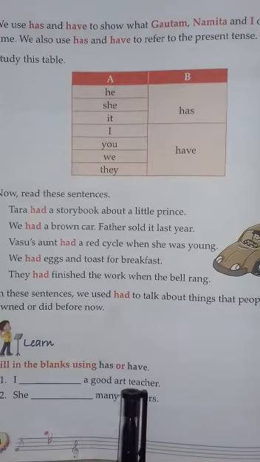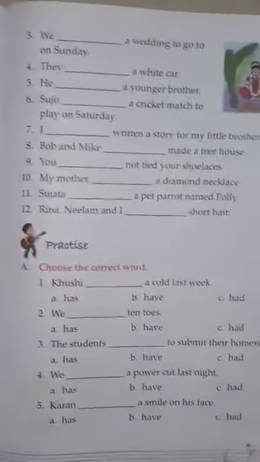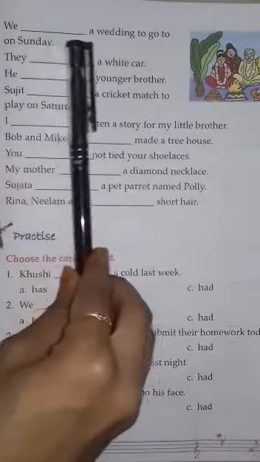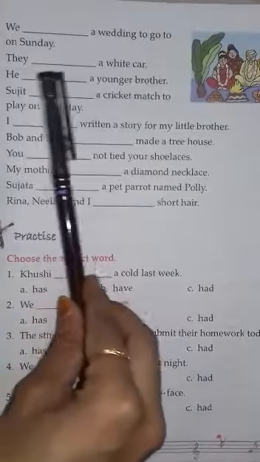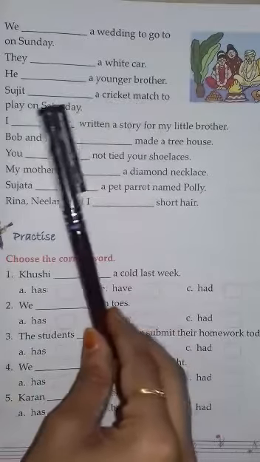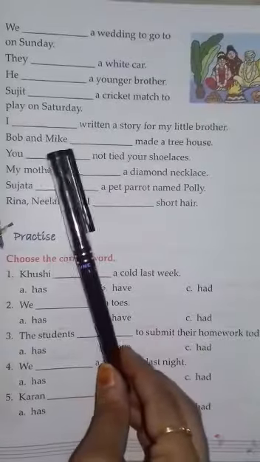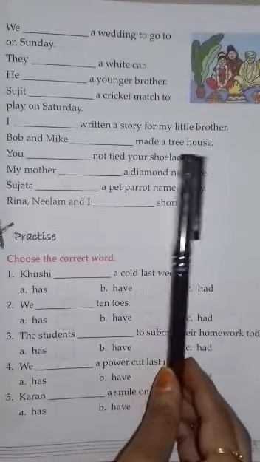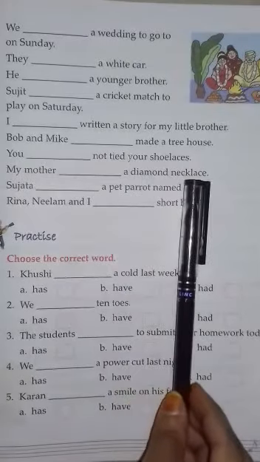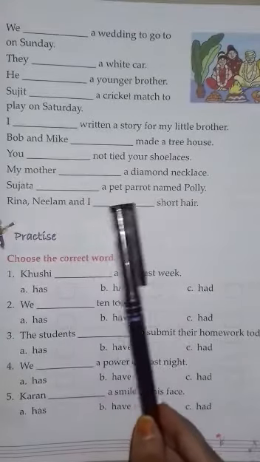I have a good art teacher. She has many brothers. In this way, we have a wedding to go to on Sunday. They have a white car. He has a younger brother. Sujit has a cricket match to play on Saturday. I have written a story for my little brother. Bob and Mike have made a tree house. You have not tied your shoelaces. My mother has a diamond necklace. Sujata has a pet parrot named Polly. Reena, Neelam and I have short hair.